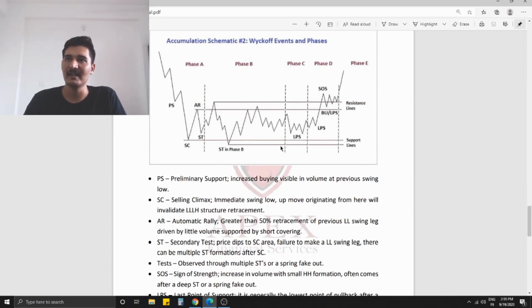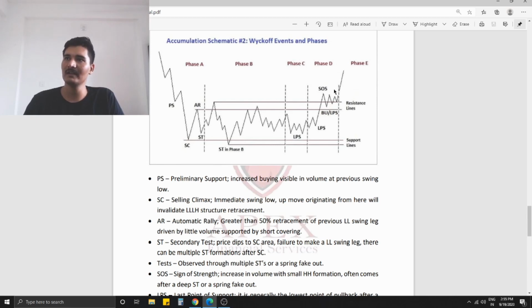Then you have multiple tests, which is simple: the retail participants trying to push the price back down, but every time being declined by our composite man. Then moving on to the next one, which is the SOS, or the sign of strength, where the price actually has a big increase in volume with a small higher high, higher low formation. As you can see from the S3 level, it started and then made a higher high, higher low formation.